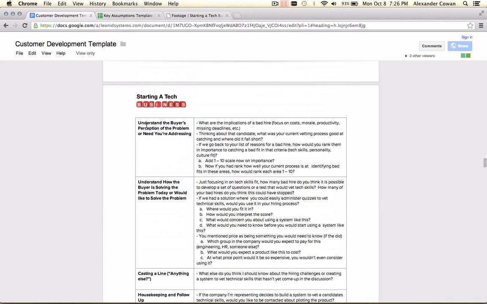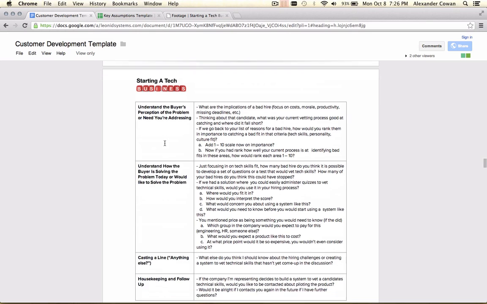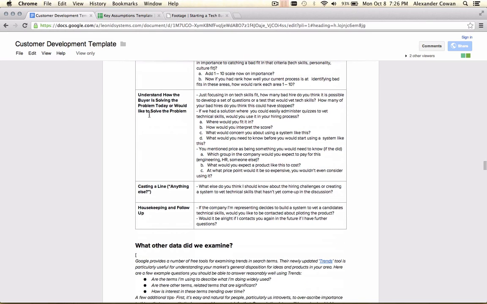You want to understand how they perceive the need or problem that you're addressing. What do they think about it? Is it important? Do they care about it? How do they describe it? What words do they use to describe it? You want to understand how the buyer is solving the problem today, to the degree that they are, and how they'd like to solve that problem.